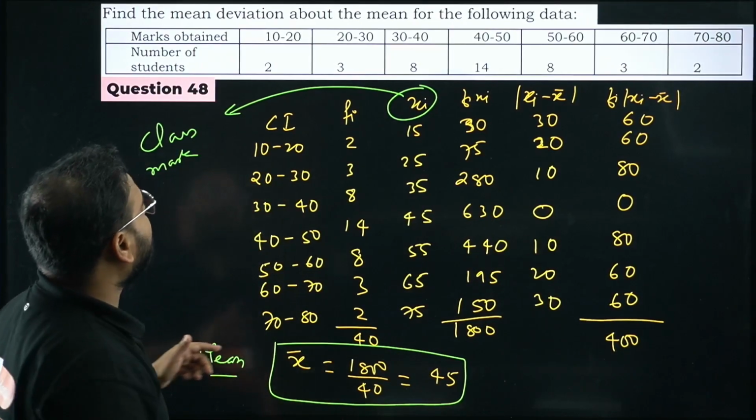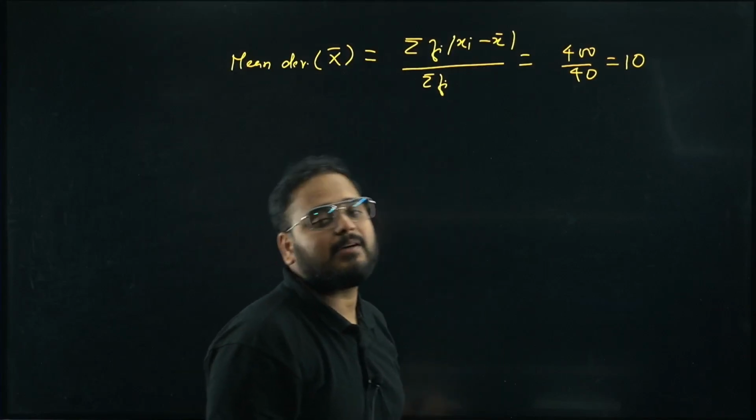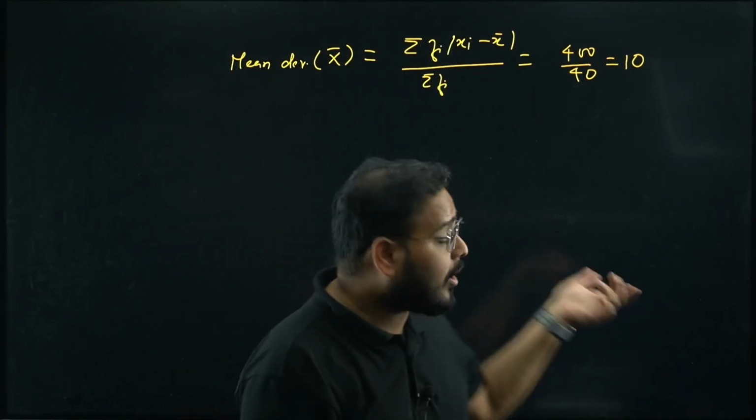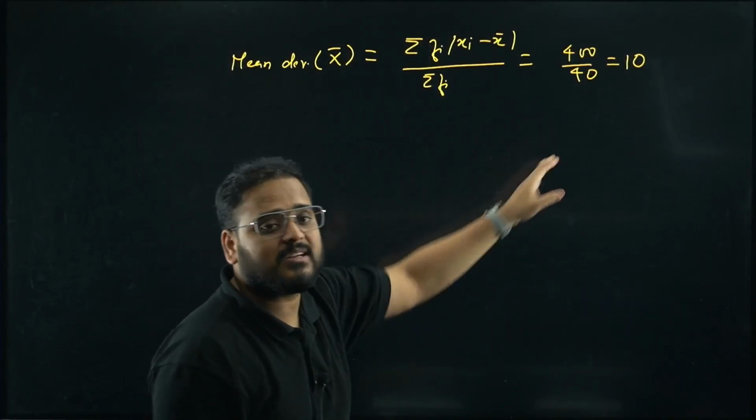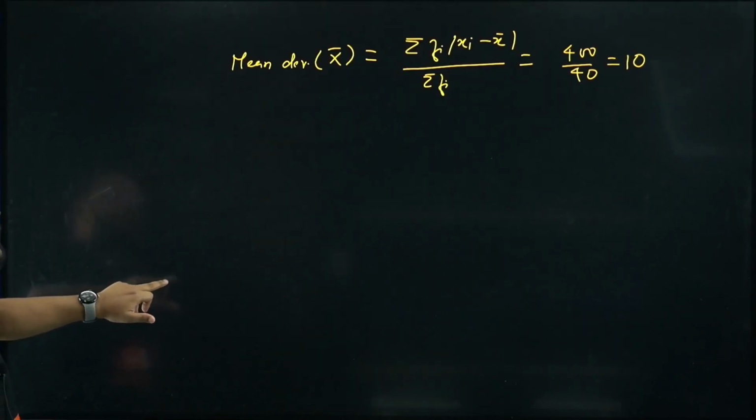We're looking for what? We're looking for mean deviation across the mean. Formula is over here: sigma fi times modulus of xi minus x bar, divided by sigma fi. 400 by 40, answer is 10. Please check. Clear? Have a look. Simple, right?